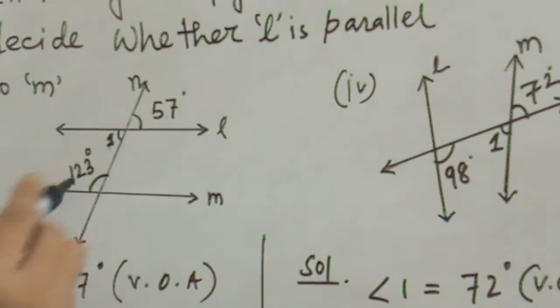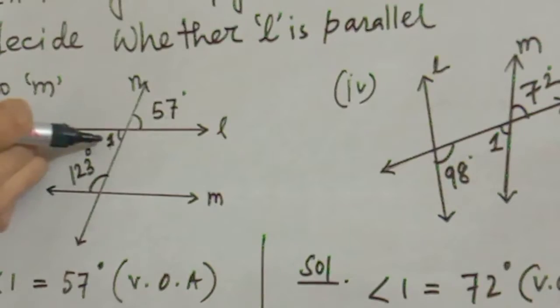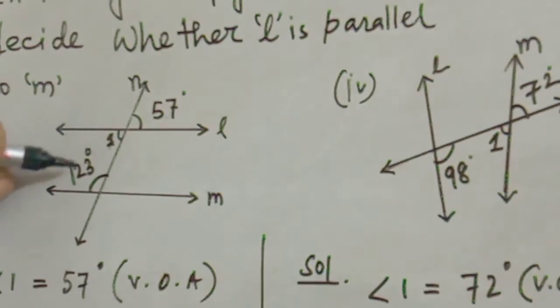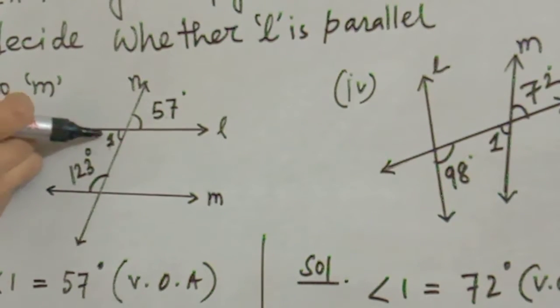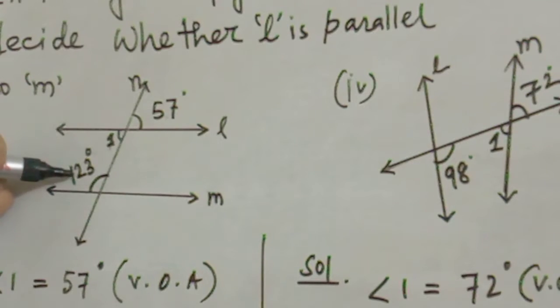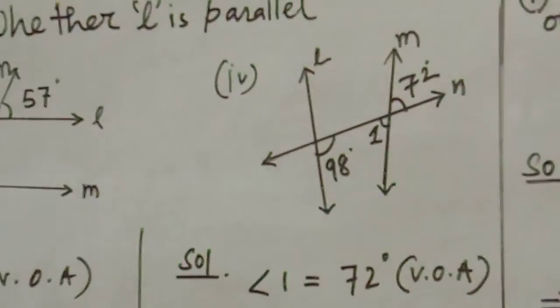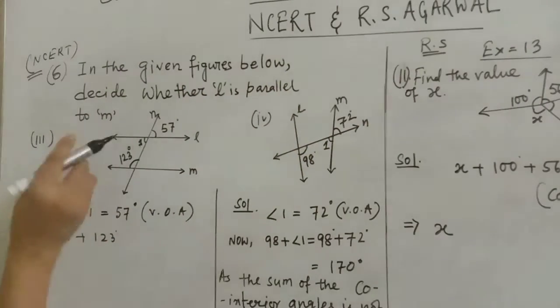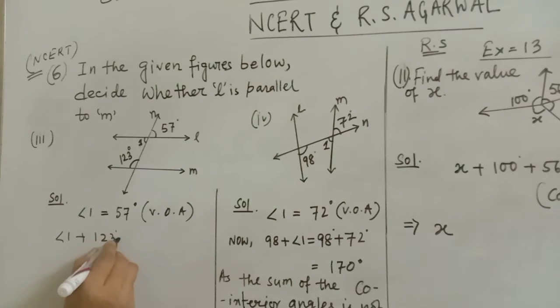Now see the position of this angle and this angle. They are consecutive interior angles, or the interior angles on the same side of the transversal. And you know that if the interior angles on the same side of the transversal are supplementary, that means the sum of these two angles is equal to 180 degree, then the lines will be parallel. Now check: angle 1 plus 123 degree. What is the value of angle 1? Angle 1 is now 57 degree and it is given already 123 degree.